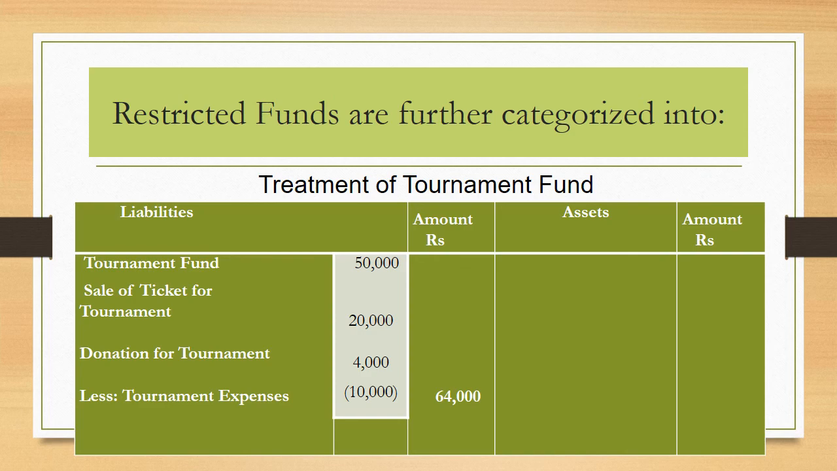Now for better understanding of the topic, I am showing you treatment of restricted revenue fund through an example. In the given example, restricted revenue fund was given to us as rupees 50,000. And the sale proceed of ticket of tournament is 20,000. We will add them, and donation received for tournament is also added in it, and we will subtract the expenditure done by us on tournament. We will subtract 10,000 from it, and we will get 64,000 as balance. If any interest is there on tournament fund investment, that is also to be added in such fund only.